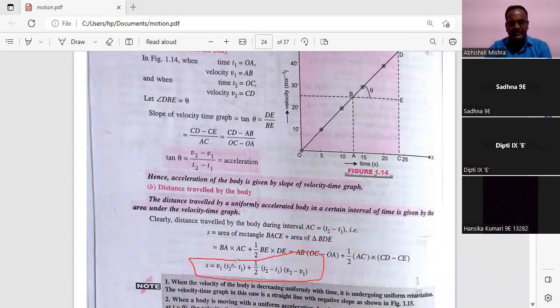Once again I am saying, S, that is, we are replacing AB as V1. We are replacing AC with T2 minus T1. We are replacing again AC by T2 minus T1, and CD minus CE, that is V2 minus V1. Is it clear to all?